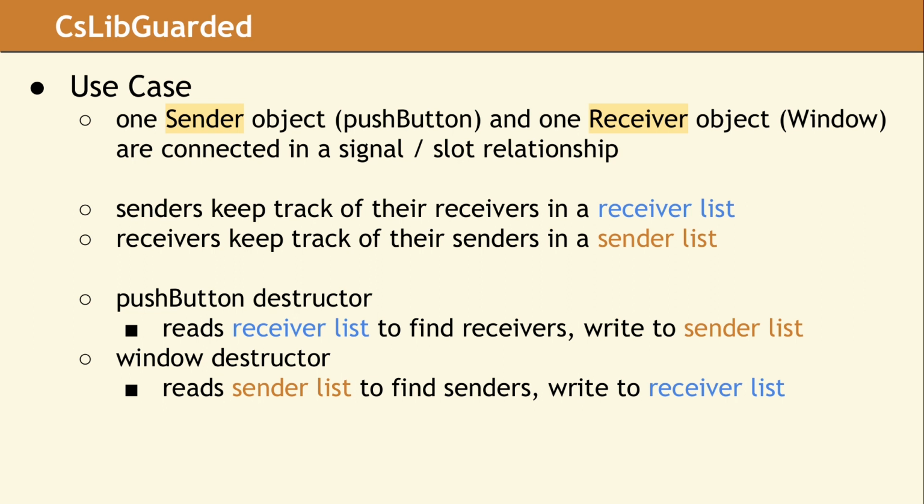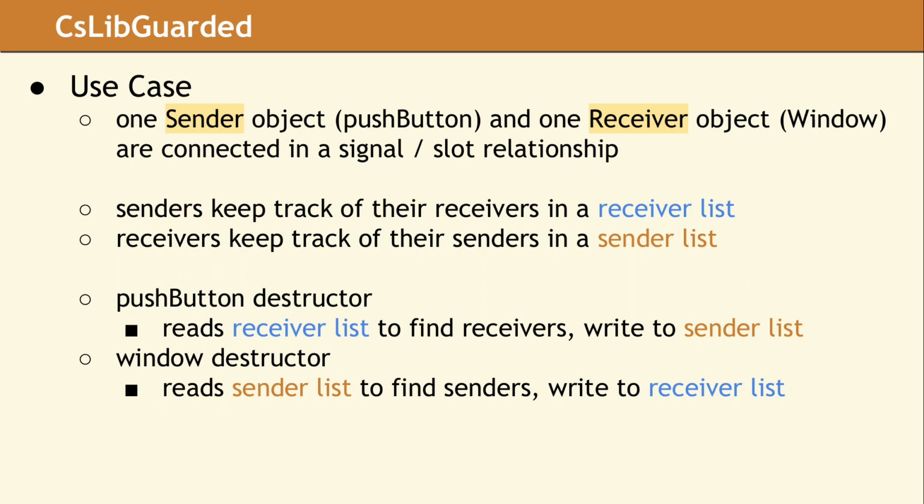For proper cleanup, there needs to be some housekeeping in the CS signal library. Senders need to maintain information about who should receive notices, and this information is placed in a receiver list. The receivers need to track their senders, and these are saved in a sender list. This housekeeping can get messy, but this is a common situation.